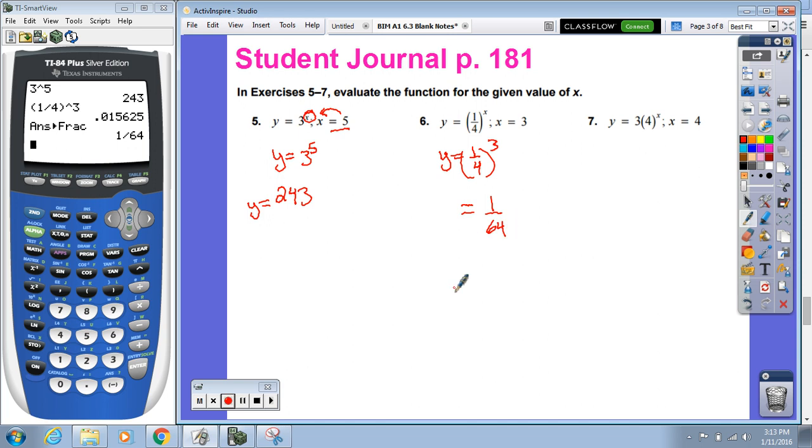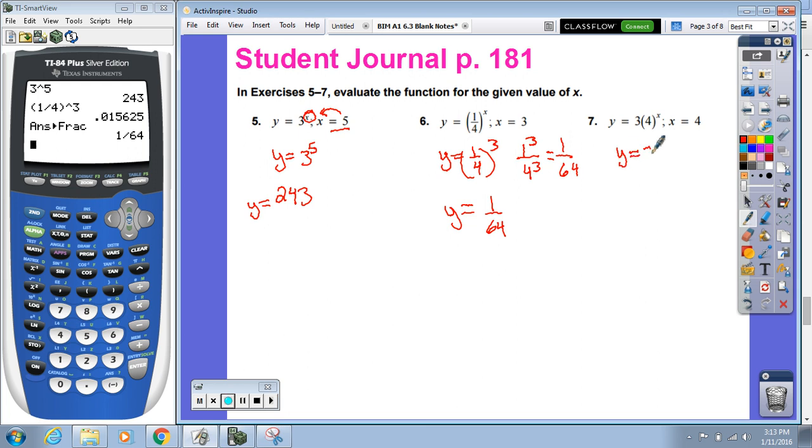Now if you're trying to do this on your iPhone and you're thinking about how you could get it as a fraction, you could do 1 to the 3rd power over 4 to the 3rd power. 1 to the 3rd in your calculator is 1, 4 to the 3rd is 64. So that's a way you could come up with this answer if you were not using a Texas Instruments or a scientific calculator at all.